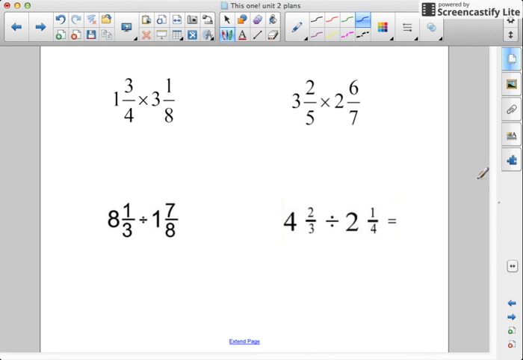So here's some practice ones for you to try. You can pause the video, try them, and in a second I will go over the solutions. So here's the solutions. I'm not going to go over how to do them, so if you have trouble, please ask me. But here are the answers.